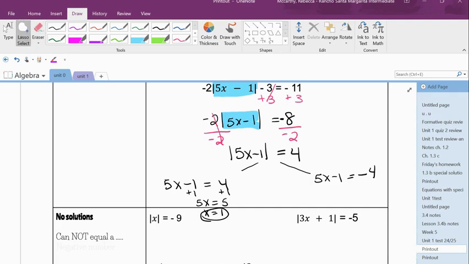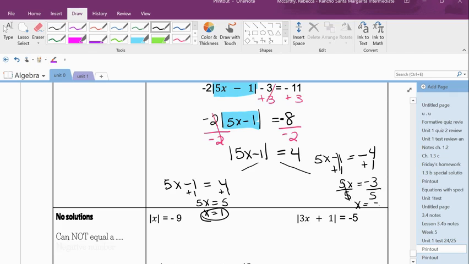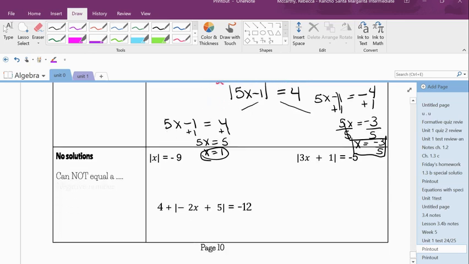Let me take this up a little bit. Okay, so I'm going to add 1 to both sides, and I get 5x is equal to negative 3. Divide by 5, and I get x is equal to negative 3/5. Okay, so those are my two answers. Now let's look at the next step here.